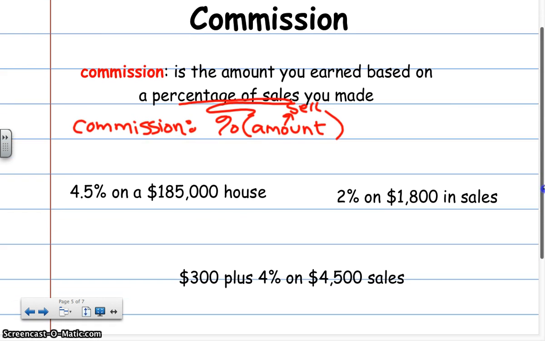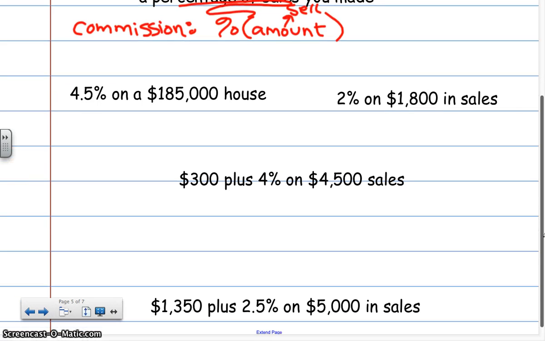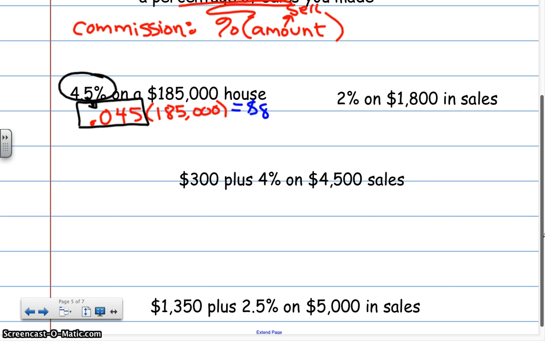Now let's pretend we are a realtor and pretend we earn 4.5% on a $185,000 house. How much commission am I going to make? Well, my commission is going to be my percentage. That would be 0.045 times 185,000. And that's exactly how I expect to see it in your work. I expect to see this part right here, because that tells me that you know how to go from percent to decimal, a very critical skill. This turns into $8,325. Now that is some good money that realtor just made.